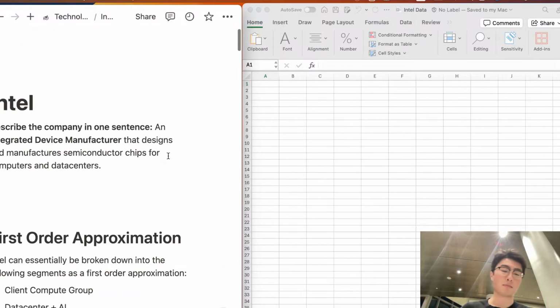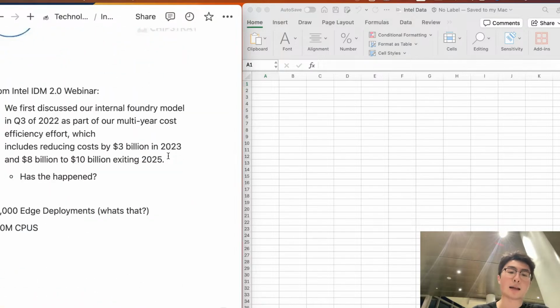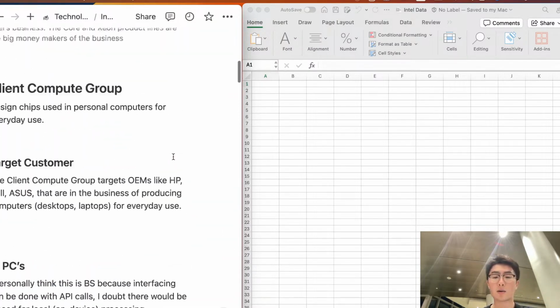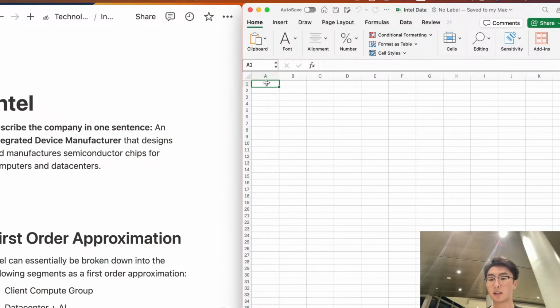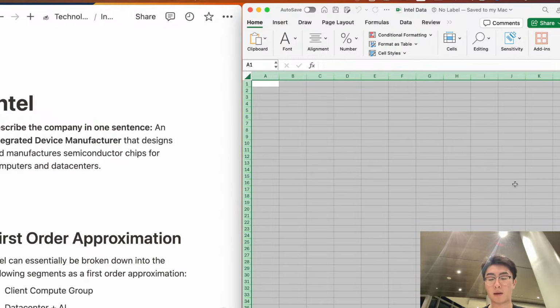Okay, so maybe this was a high-level overview. I kind of want to dig a bit deeper, granularly, into the numbers. So how I'm going to do that is probably start by looking through some of the 10Ks and 10Qs of Intel and work from there. And I want to see if I can make this.